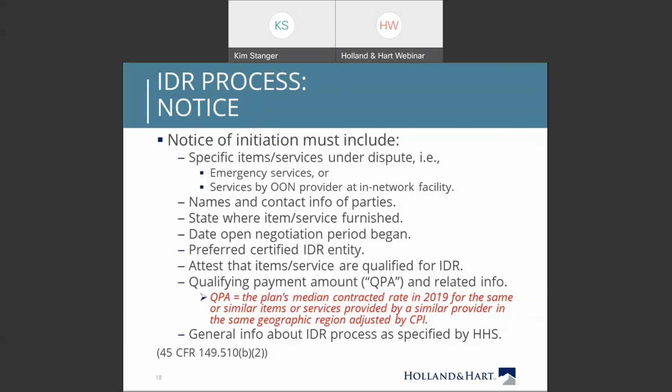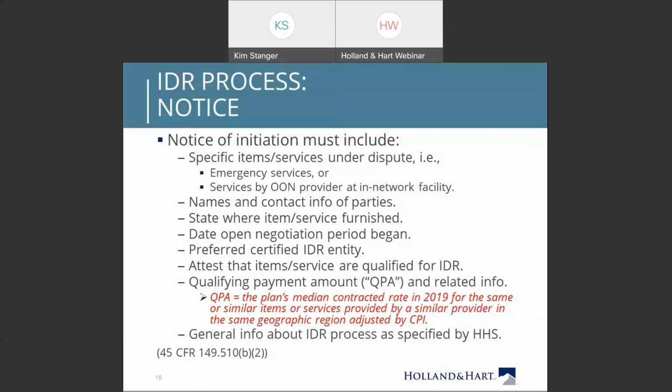The QPA is the plan's median contracted rate in 2019 for the same or similar items or services provided by a similar provider in the same geographic region, as adjusted by the Consumer Price Index going forward. This QPA is very important because it's going to be the primary driver of what the payer is going to be required to pay. As part of the information under Part 1 of the rule, the insurer, the payer, has to give the provider its QPA as part of its denial or when it responds to the payment information. So presumably the provider will have that information.